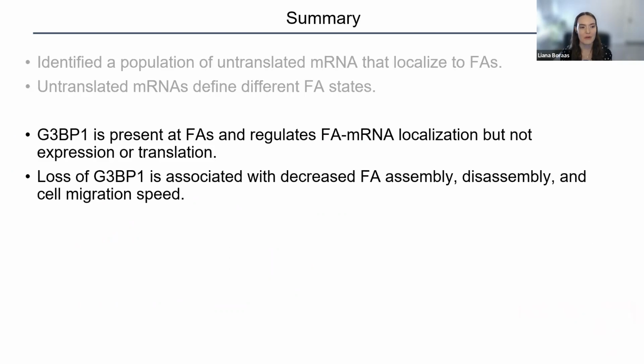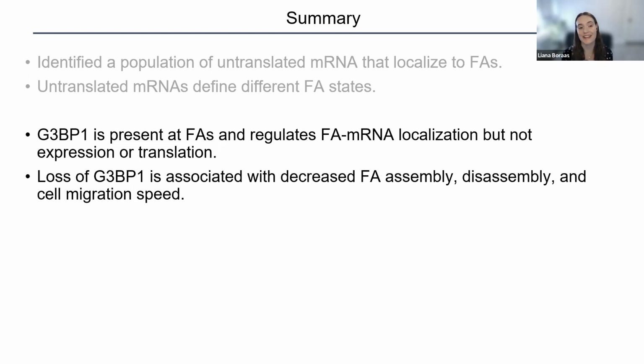All right, again, let's summarize. So G3BP1, we know it's present at focal adhesions. It regulates localization, but not expression or translation. And loss of G3BP1 is associated with decreased focal adhesion assembly, disassembly, and migration speed. So we're really starting to put together the pieces of what we think could be going on at focal adhesions. We know focal adhesion mRNA are a piece of the puzzle, and we know now G3BP1 is another piece.